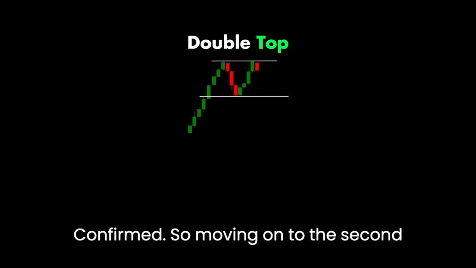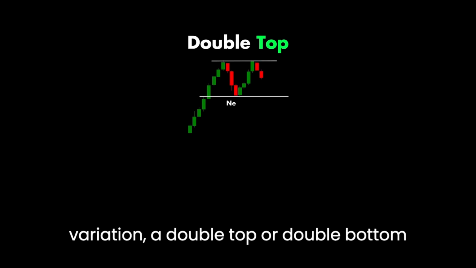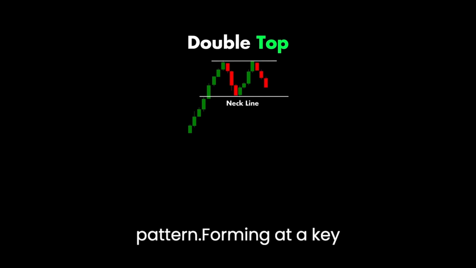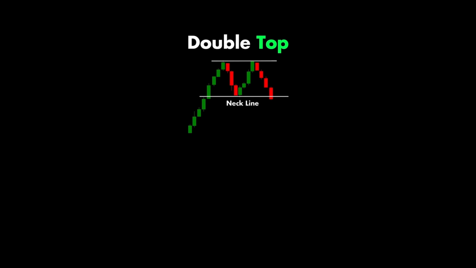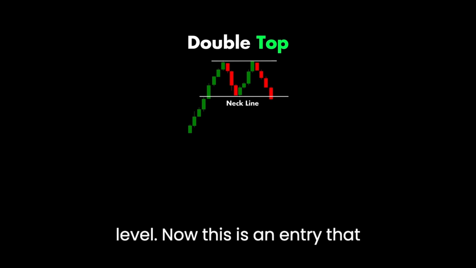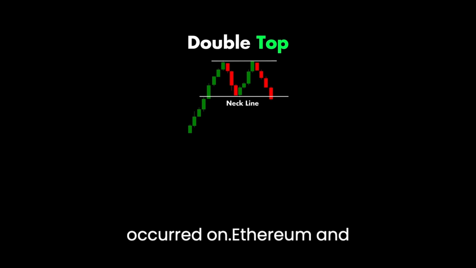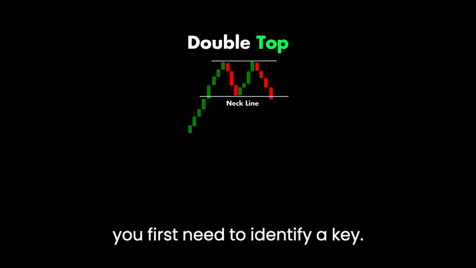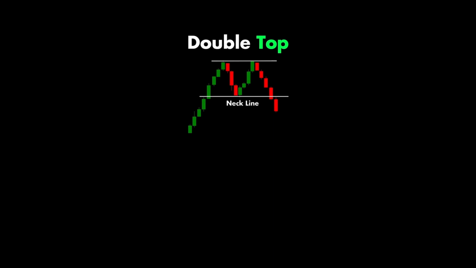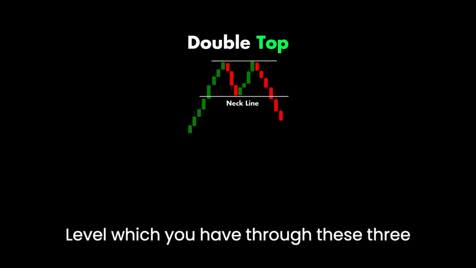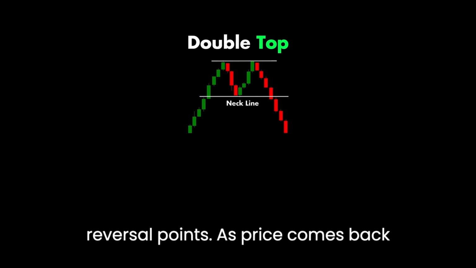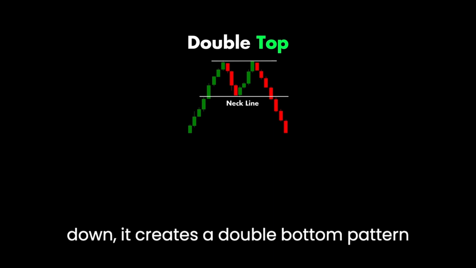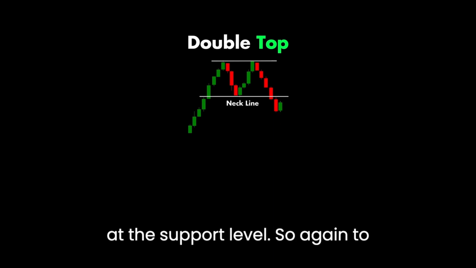So moving on to the second variation, a double top or double bottom pattern forming at a key level. Now this is an entry that occurred on Ethereum and one that many of our members took. So you first need to identify a key level, which you have through these 3 reversal points. As price comes back down, it creates a double bottom pattern at the support level.